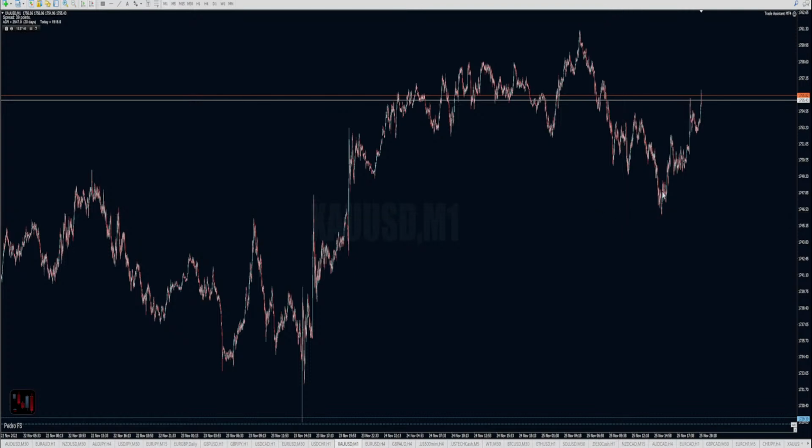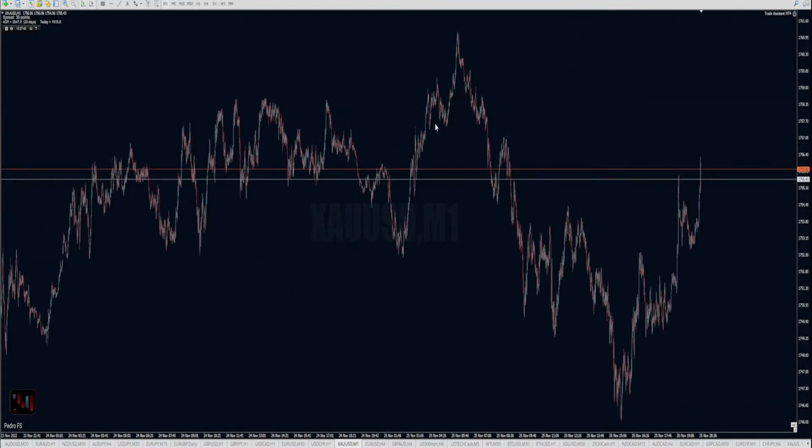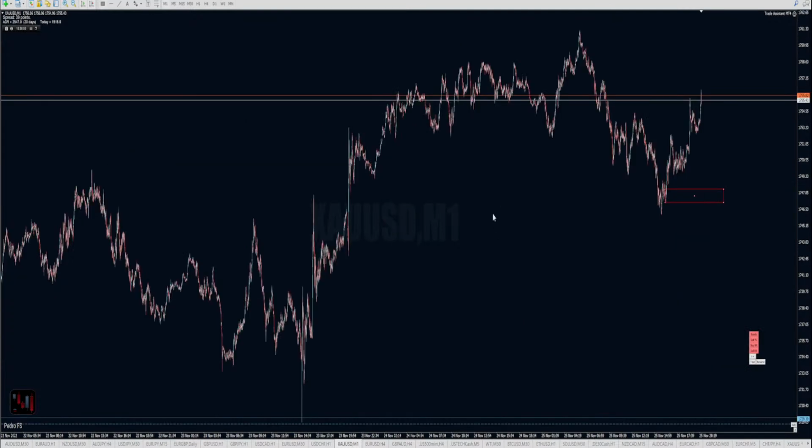A nice reaction from there. This supply, it's maybe still fresh. This one maybe taken. In here and something in here. Yep, in alignment with this flow.